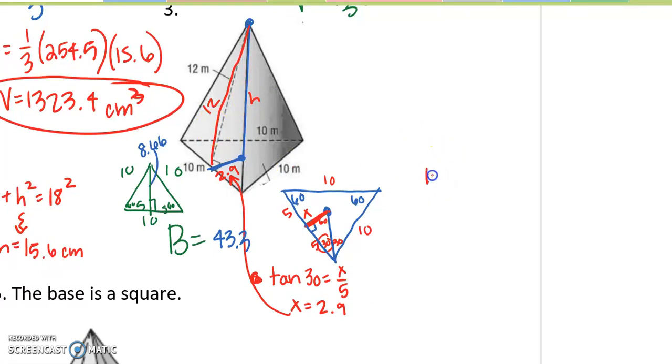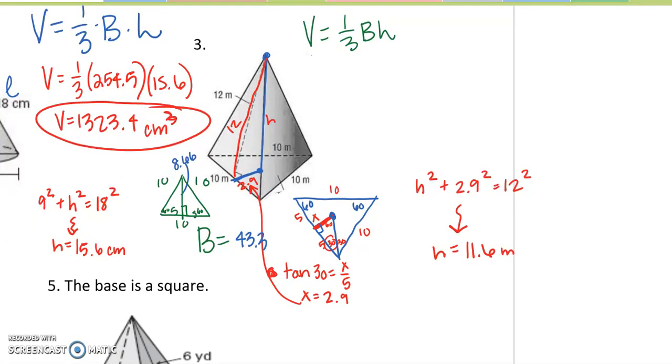We had lots of pieces. So now I can say h squared plus 2.9 squared equals 12 squared. Go ahead and solve that for h, and we would get 11.6 meters, which if you look at your picture, is a little smaller than the slant height of 12. So again, slant height should always be a little bit bigger than the regular height. This is a really tricky problem to find those pieces. You shouldn't be given something quite that hard, but it's possible it could happen.